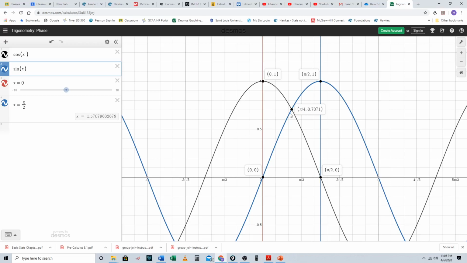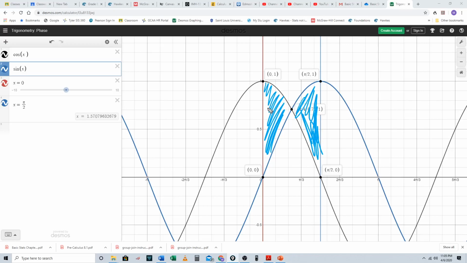Really not important, to be honest. So here's a function. We're trying to find this area right here. Now, there's a couple ways we can do this.